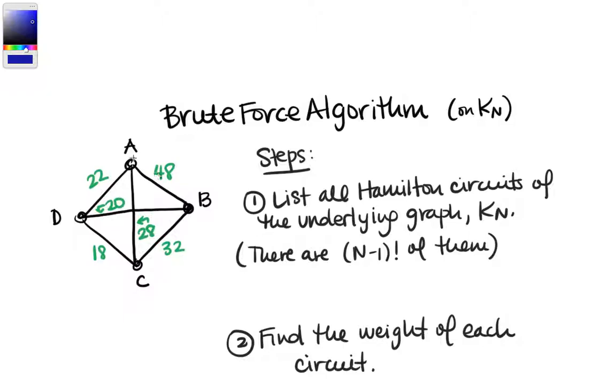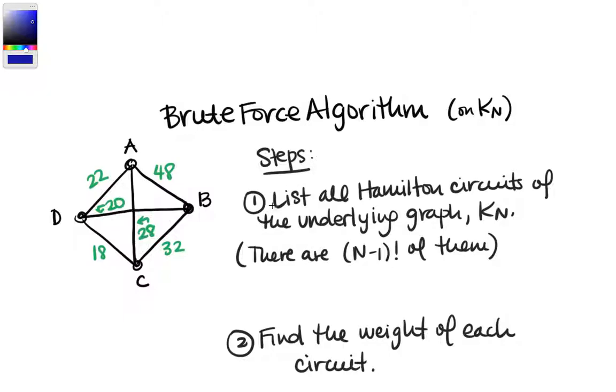And to solve this problem, we want to find a circuit that visits every vertex such that the total weight of that circuit is as small as we can make it. So if we add up the numbers associated with the edges in our circuit, we want that to be as small as possible. And the brute force algorithm is going to give us a way to find that minimal Hamilton circuit.